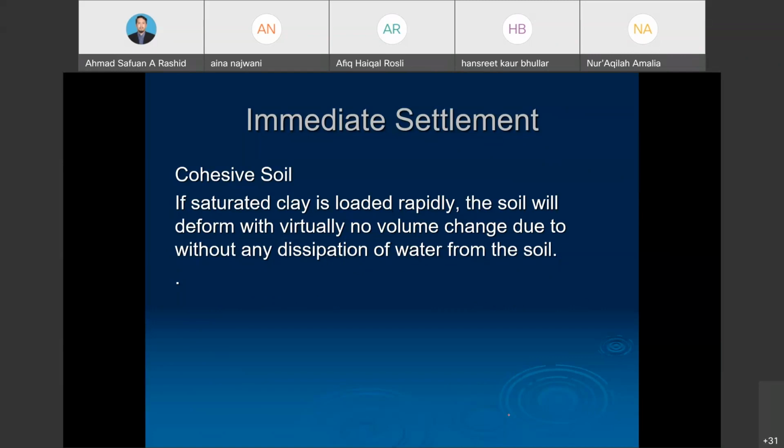Okay. So now we discuss the immediate settlement. Saya akan bagi contoh. Saya rasa ada contoh untuk ini diberikan dalam buku Dr. Kamarudin. Sebelum tu semua dah ada buku Dr. Kamarudin.